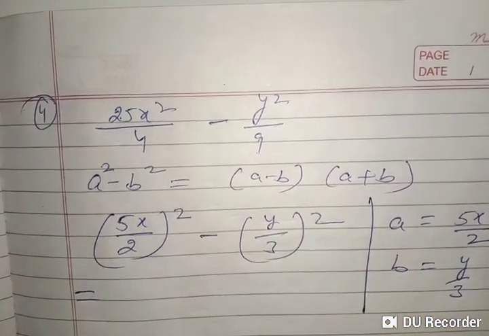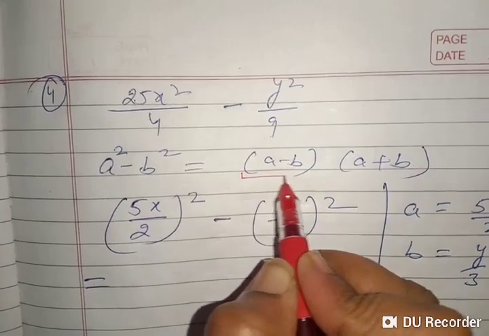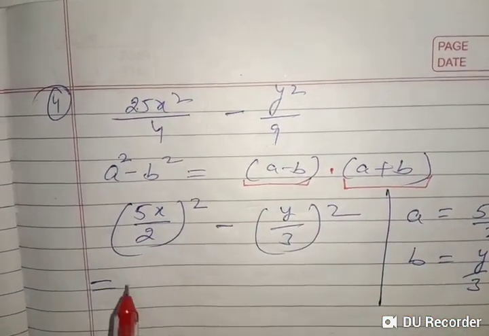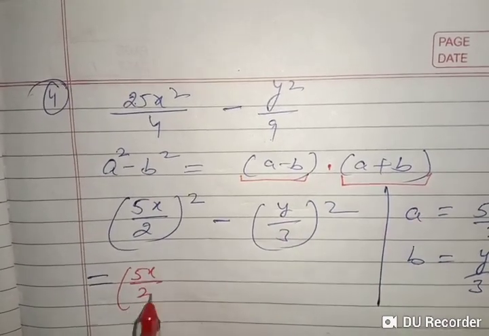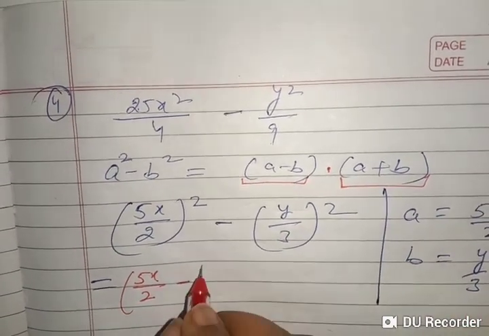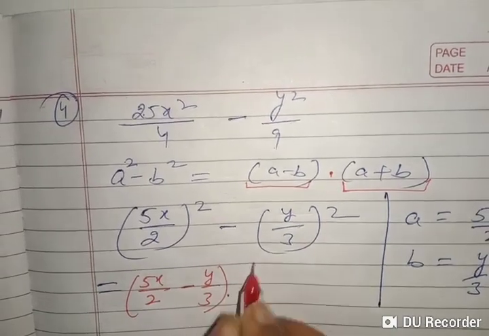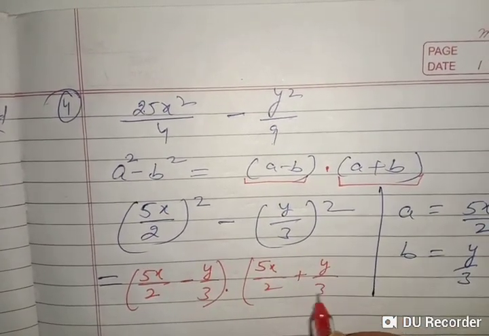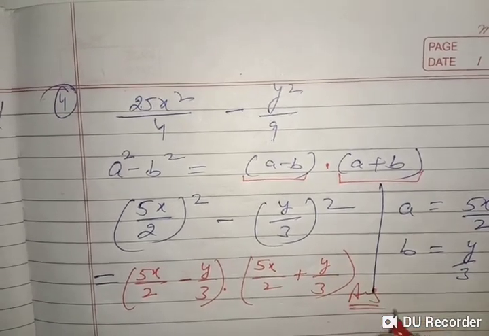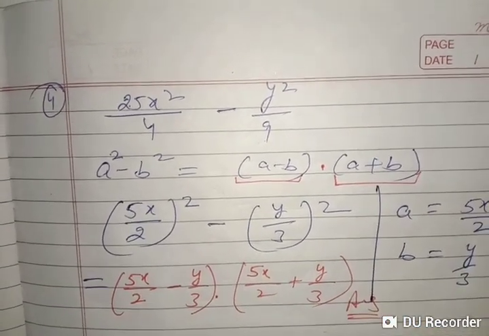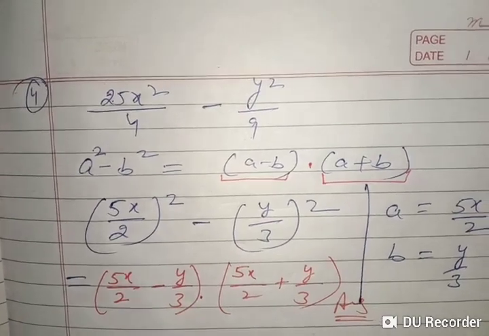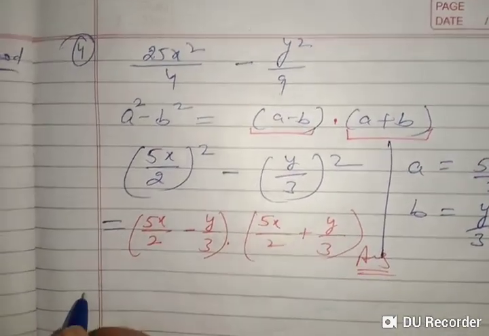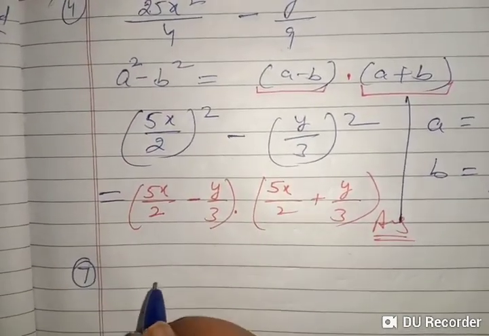Our answer says a minus b and a plus b in multiplication. A here is 5x by 2, b here is y by 3, bracket close. The second one is a plus b. All these you have done in 8th. You must be thinking why ma'am is explaining again and again, we are in 9th. But this same question is there in your 9th book also.